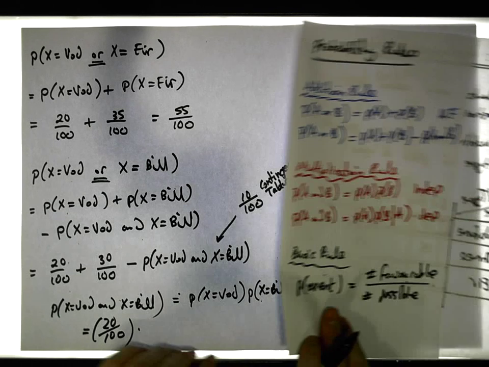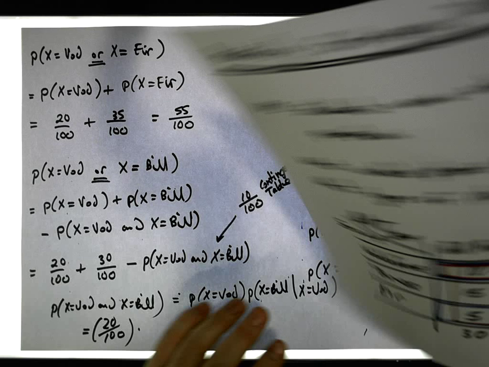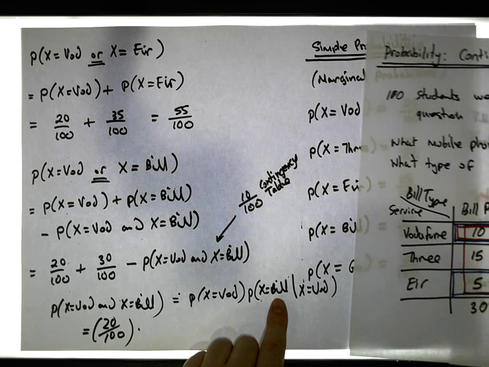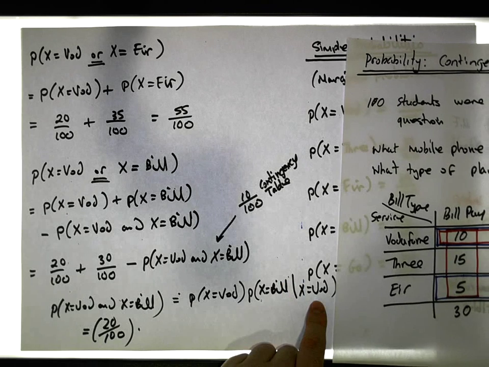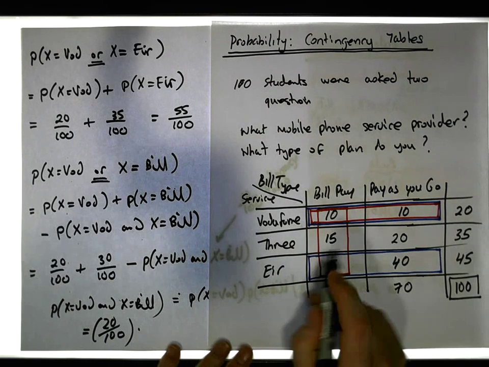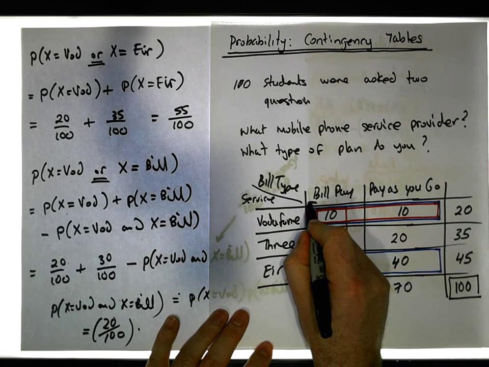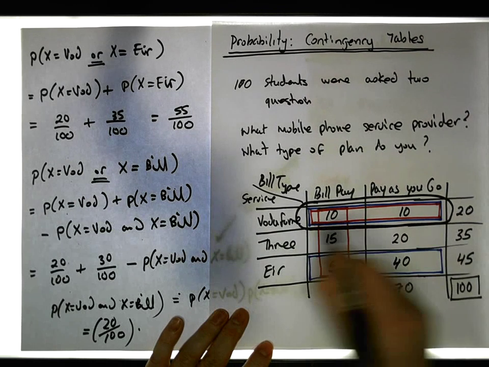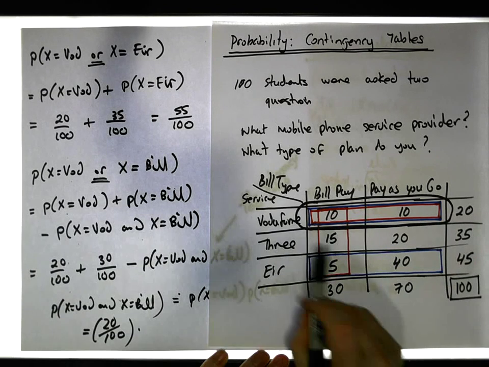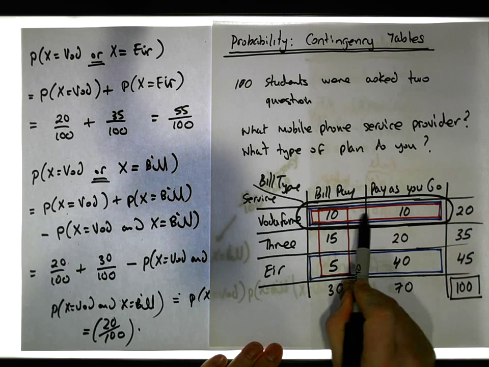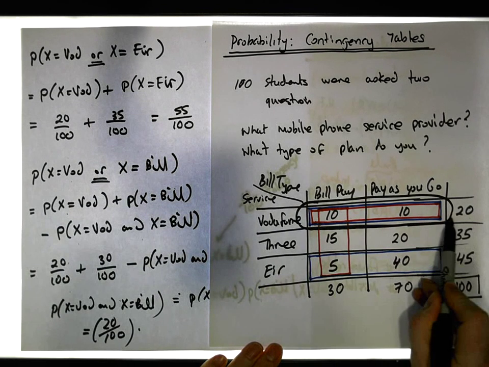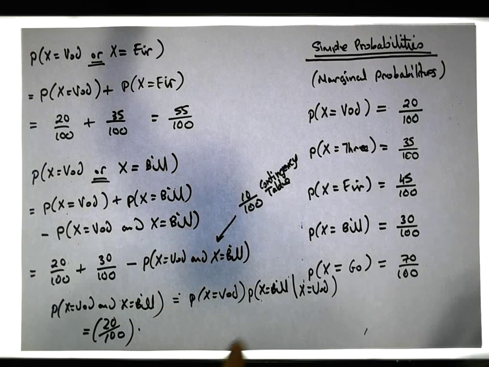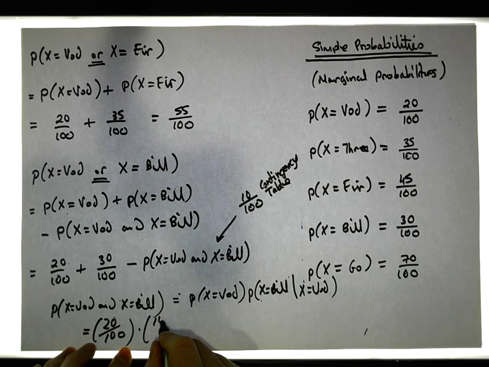Let's have a look at them. Back to my contingency table. I have to calculate the probability that they're bill pay knowing that they're Vodafone. I know that they're Vodafone, so they must be in this particular section here. That's where I need to look. Knowing that they're in here, what's the chance that they're bill pay? There are 20 people in here, and 10 of them are bill pay, so this probability works out at 10 chances out of 20.